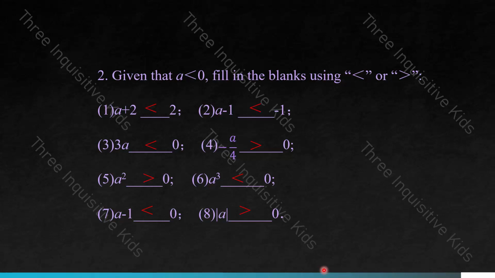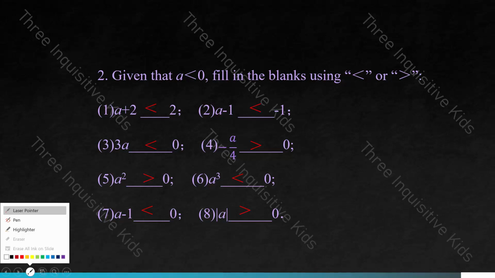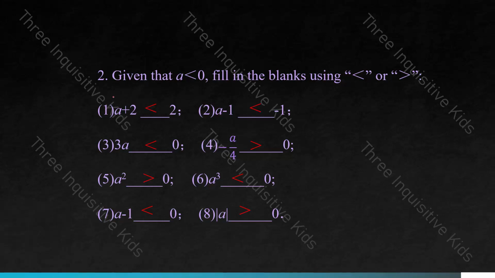Let's go over them. A plus 2 has to be less than 2. Think about it. A is negative. Okay, so A is negative. And you can think of 2 as 0 plus 2. So then you have the inequality A plus 2 is less than 0 plus 2.